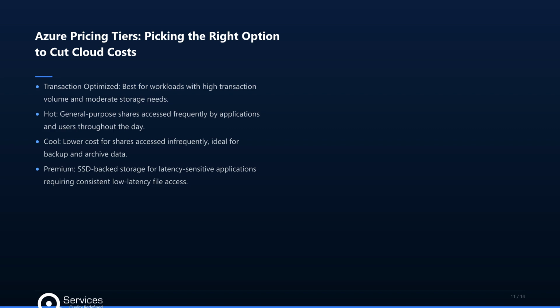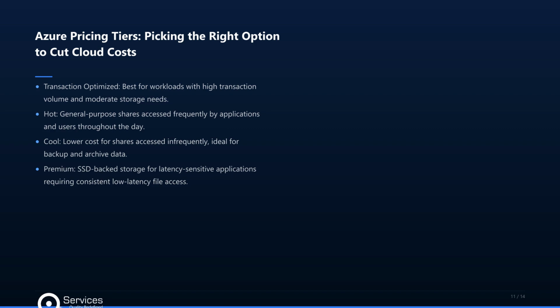Azure Files offers 4 performance tiers, each suited to different workload patterns. Transaction optimized: best for workloads with high transaction volume and moderate storage needs. Hot: general purpose shares accessed frequently by applications and users throughout the day. Cool: lower cost for shares accessed infrequently, ideal for backup and archive data. Premium: SSD-backed storage for latency-sensitive applications requiring consistent low-latency file access.